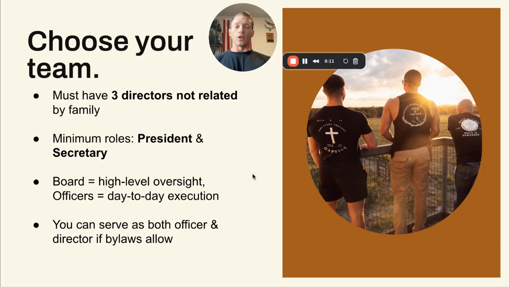Choose your team. So the 3 directors cannot be related by family. So you need to pick 2 people. In my picture here, I have Chase on the left and Cole on the right. This was at an event that we did. We took some kids out from a local nonprofit or ministry called SOS, Save Our Streets. And we taught them how to fish, how to shoot, I think a bow or a crossbow, and took them on some hayride, gave them some exposure to some amazing Aggies in the area, the Carpenters. If they ever see this, shout out. You guys are awesome. The minimum roles are president and secretary. Again, not a big deal.